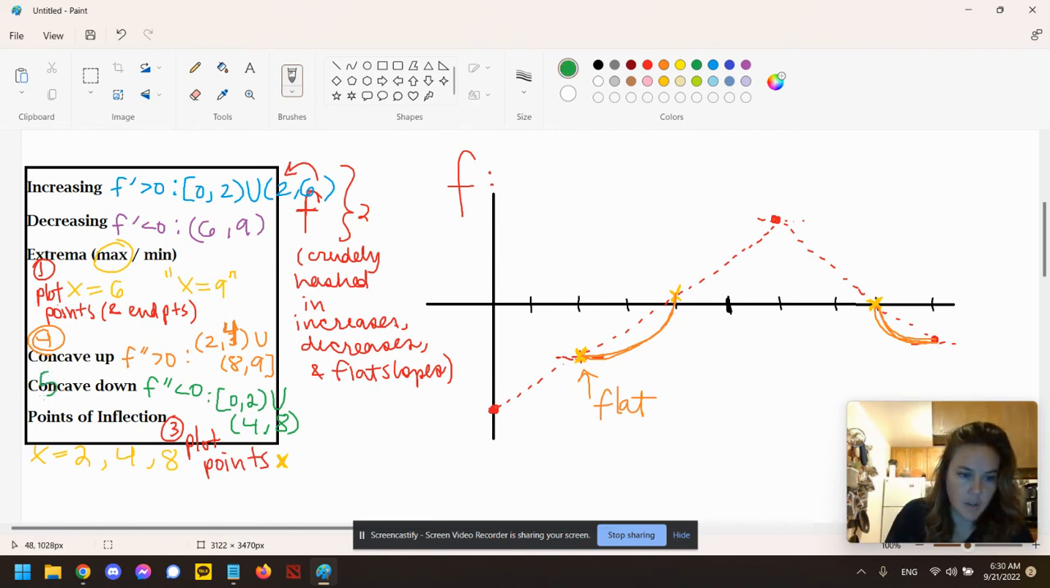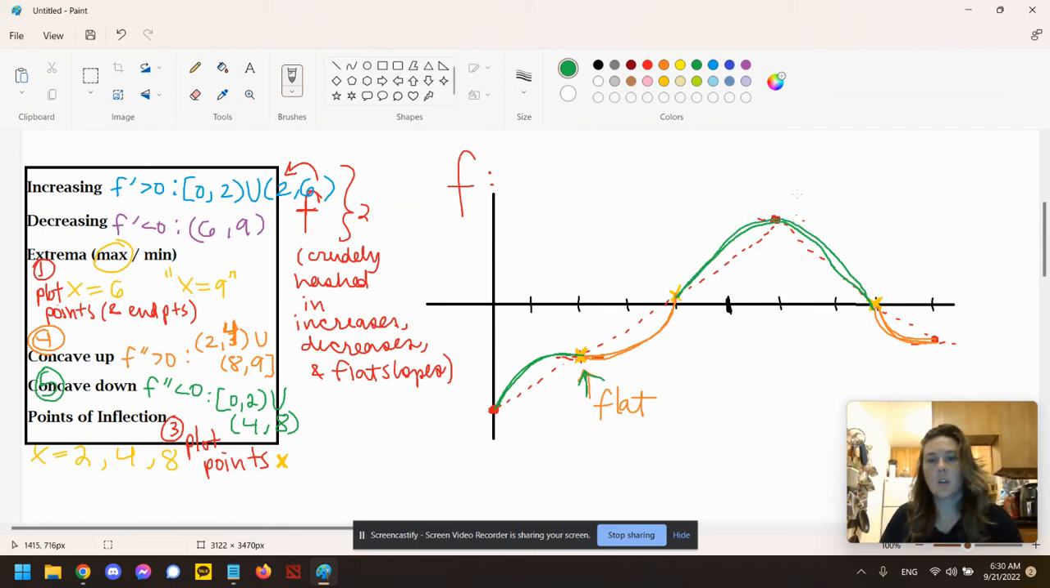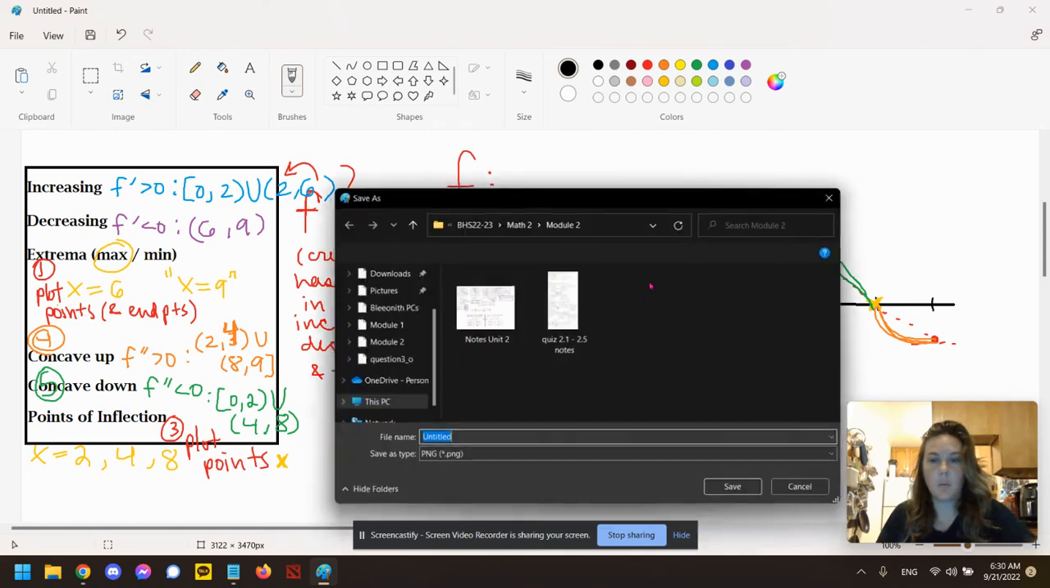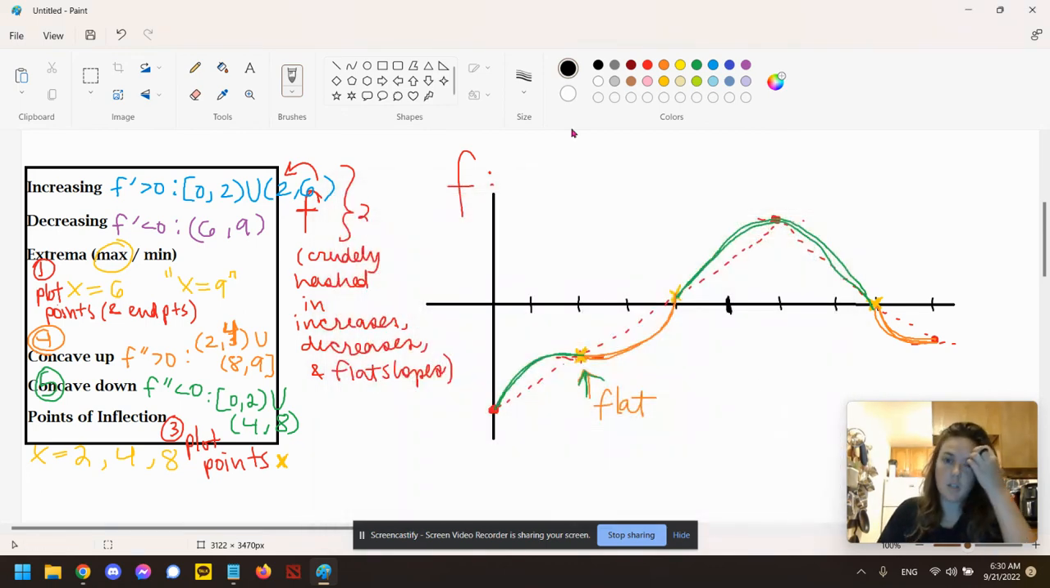Alright, fifth, I do my concave down. This should be frowns. It should be a frown between 0 and 2, so start at 0 and end at 2, making sure that it's flat again. It should be a frown between 4 and 8, so between these 2 points of inflection, making sure it's flat at the top here. And now we've got our function.